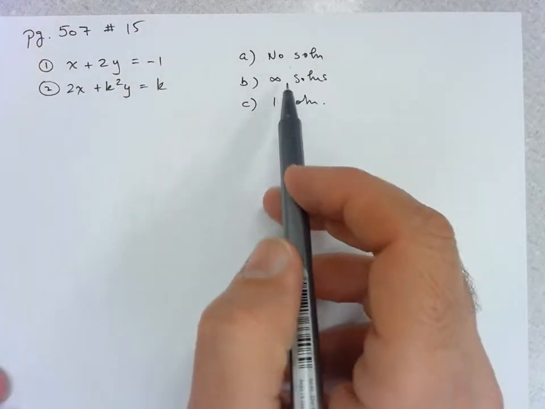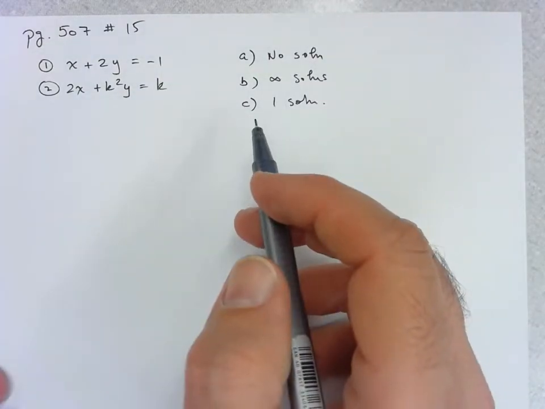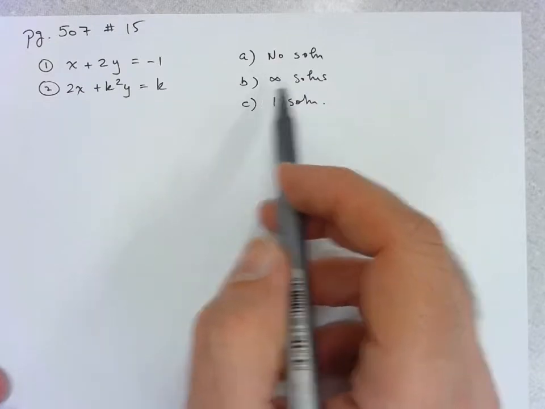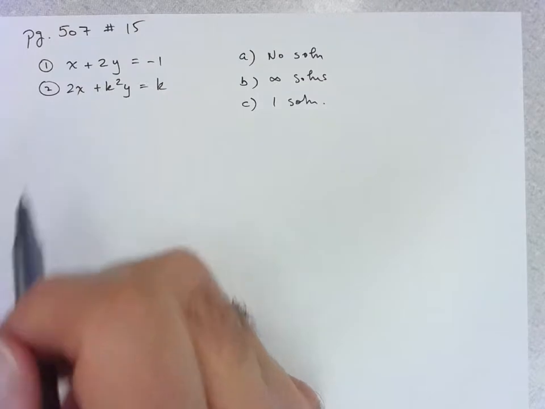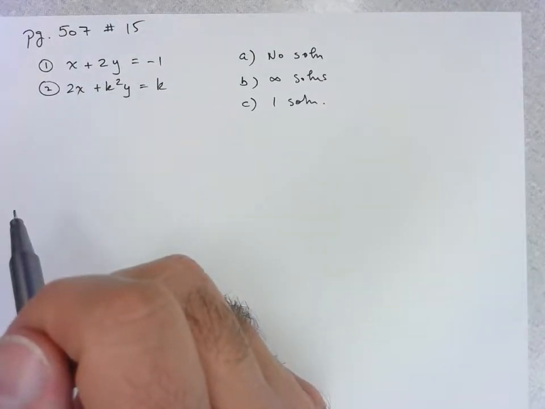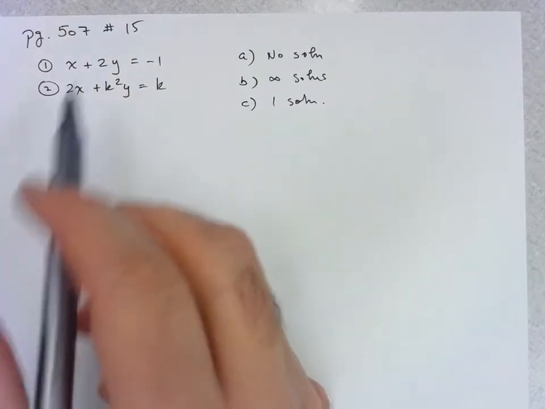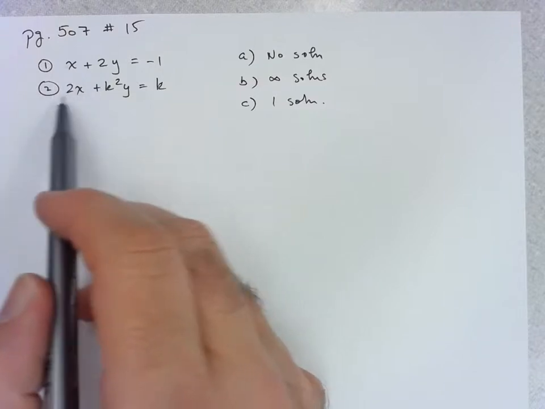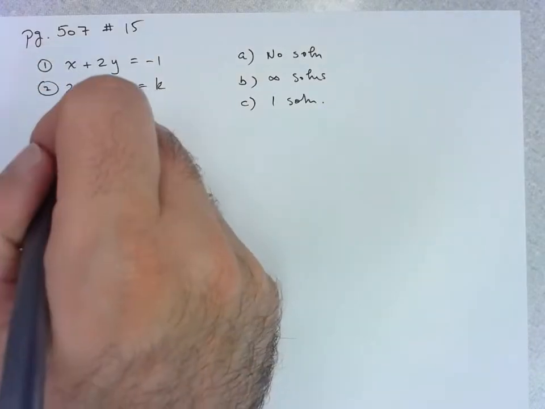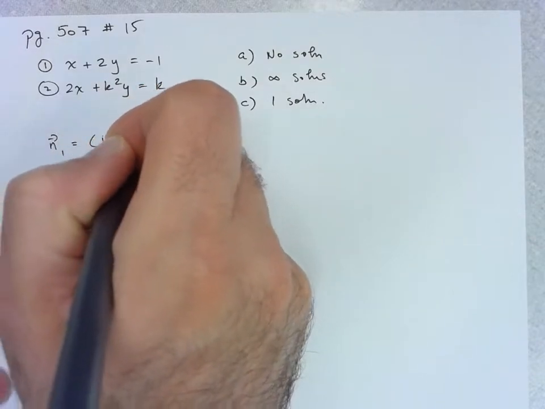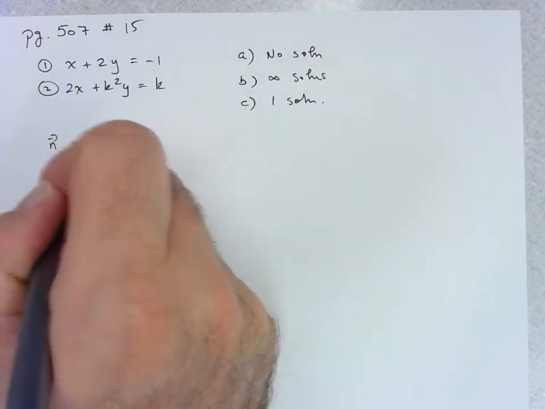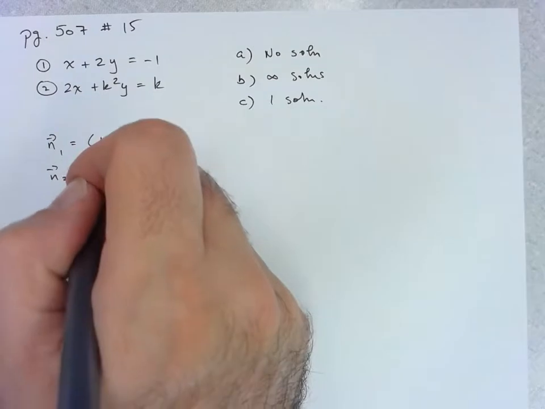So let's consider the first two options. In order to have no solution or infinitely many solutions means that these lines have to be parallel. And in order for them to be parallel, we need their normal vectors to be parallel. So here we have a normal vector of (1, 2), and there we've got a normal vector of (2, k squared).